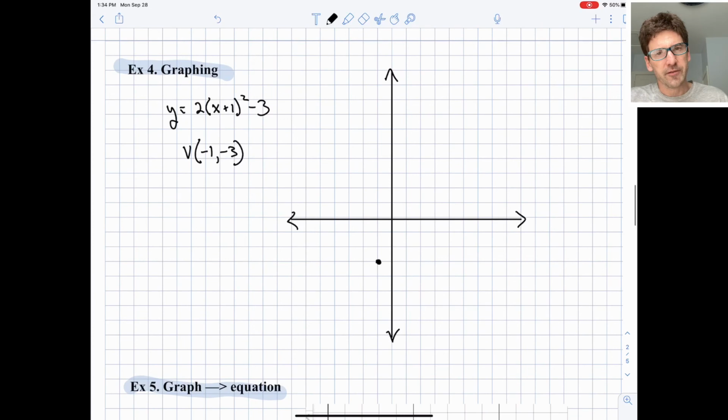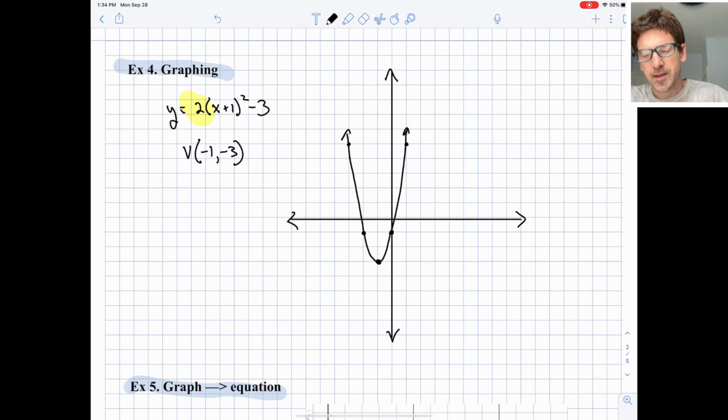Okay, so we have our vertex. We can go over 1 and up 2 times 1 squared in both directions. We can go over 2 and go up 2 times 2 squared in both directions. And I'm saying 2 times the value squared simply because of this 2 right here. Okay, it's stretching our parabola up, it's narrowing it in. And then we can sketch our parabola.